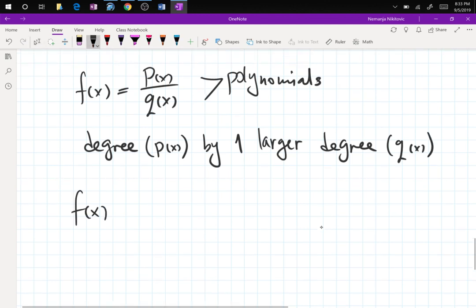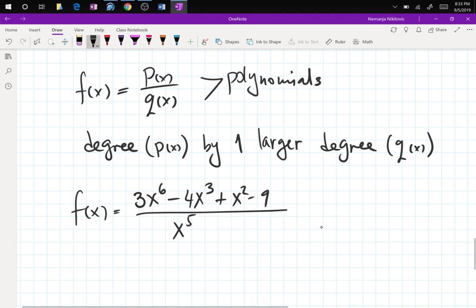Say your function f of x is 3x to the 6th power minus 4x cubed plus x squared minus 9, divided by x to the 5th minus x to the 4th plus x minus 6.